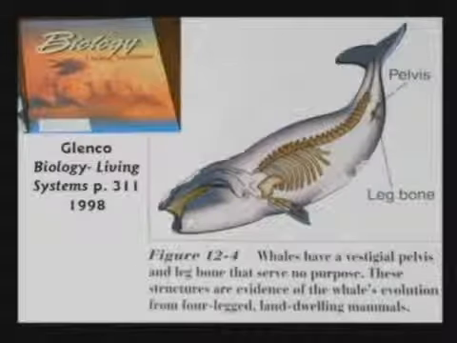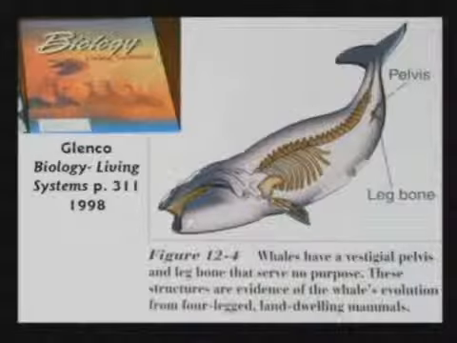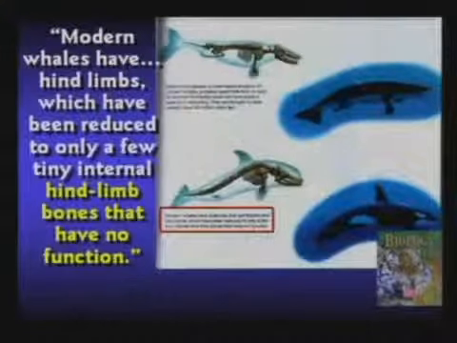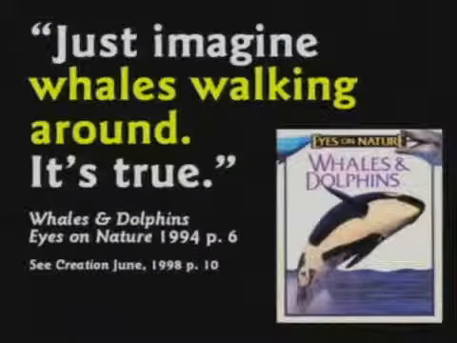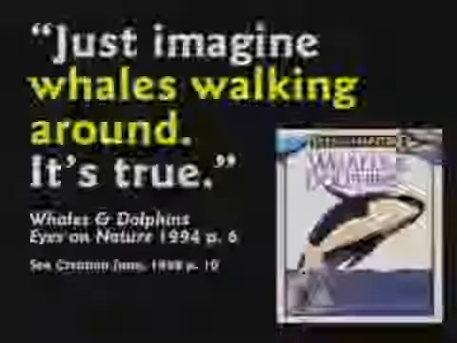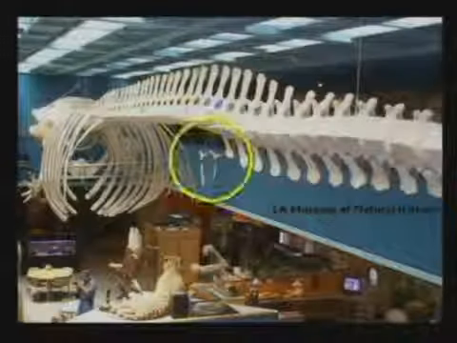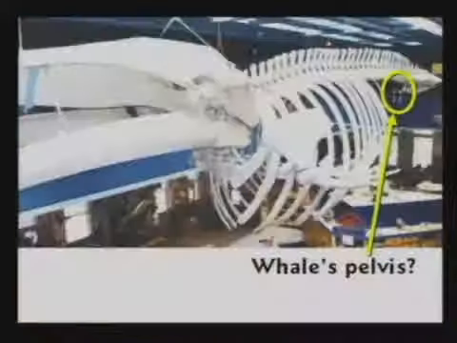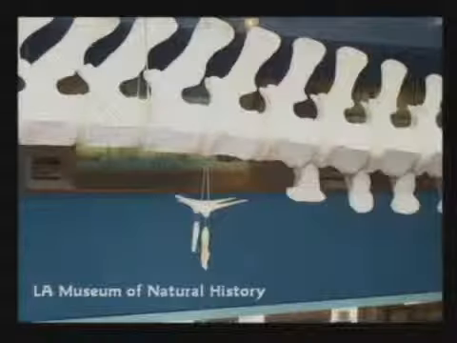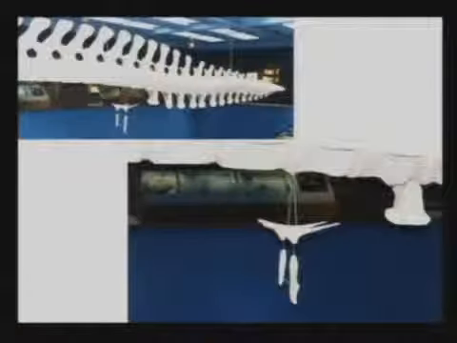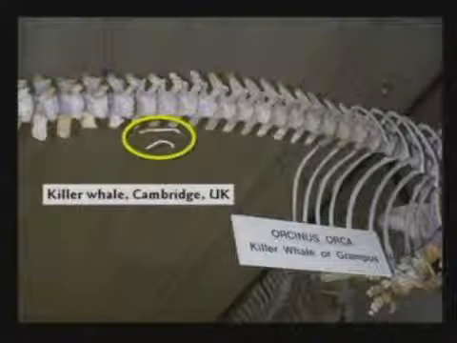Okay. Yeah. Whales have a vestigial pelvis and leg bone that serve no purpose. They have hind limb bones that have no function. Just imagine whales walking around. It's true. Well, these are the bones they're talking about right there. Just about all large whales have these bones in their abdomen. Just imagine the whale walking around. You know, I have tried to imagine it, and I just can't.